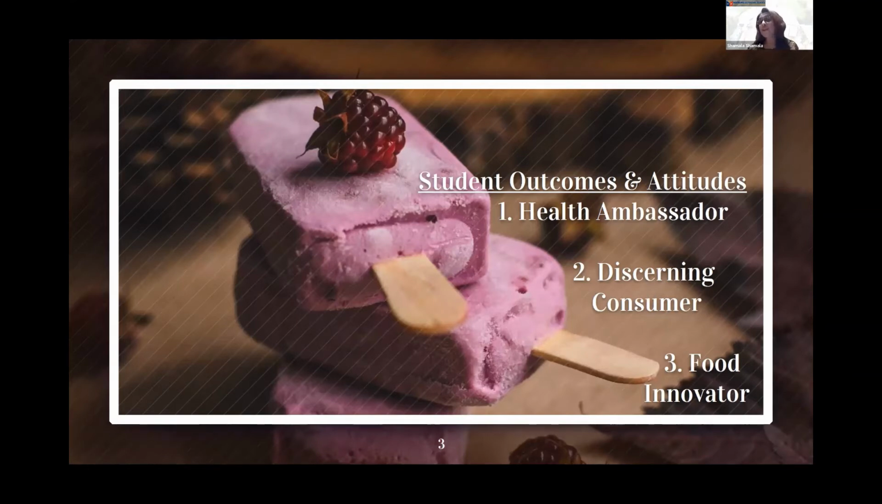Number one, we want you, our students, to be health ambassadors. That is to advocate nutrition and health for self, your loved ones, your family members, and the community. Two, to be discerning consumers, to be able to appreciate how a variety of food is used in food management and take into consideration the issue of food security, which includes food safety and sustainable food consumption. And number three, we would want you to be food innovators, which is to apply scientific principles during food preparation and cooking.